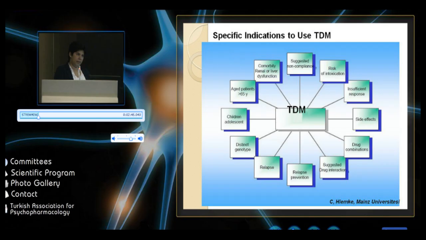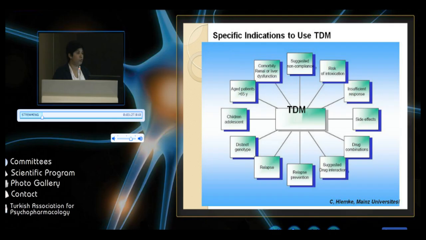As a clinician, I make use of TDM very often. For example, in cases of liver or renal failure, or if there is non-compliance, we benefit from TDM. If there is risk of intoxication, insufficient response in spite of sufficient dose, side effects, drug combinations, they all are important indications for TDM. For example, if we had added fluoxetine to the combination, then we had better check the TDM.